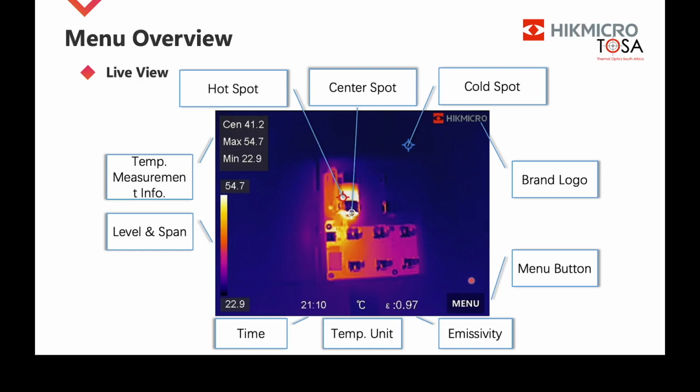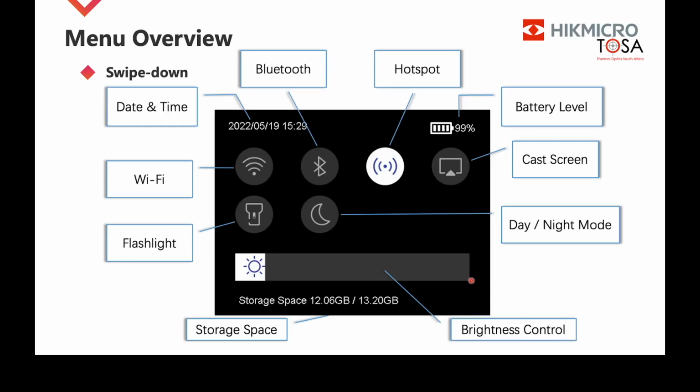We've got the time, and then at the left hand side you'll see the span level, and that shows the span that we're looking at. We're looking at a max of 54 degrees C, that's the hotspot marker, and the lowest temperature of 22.9. So that's as far as the screen is concerned.